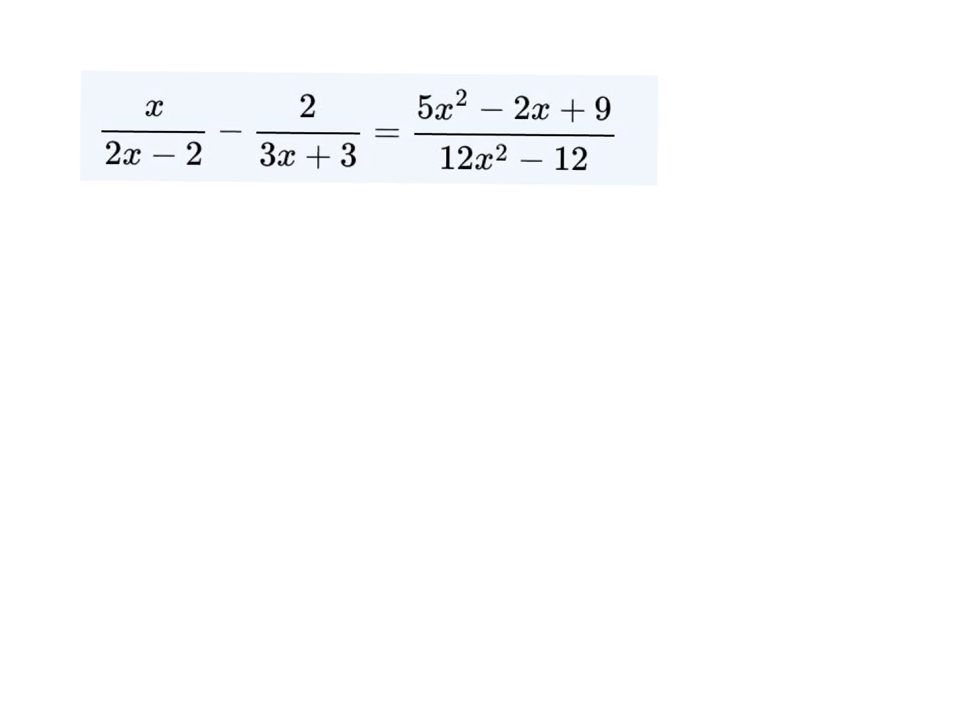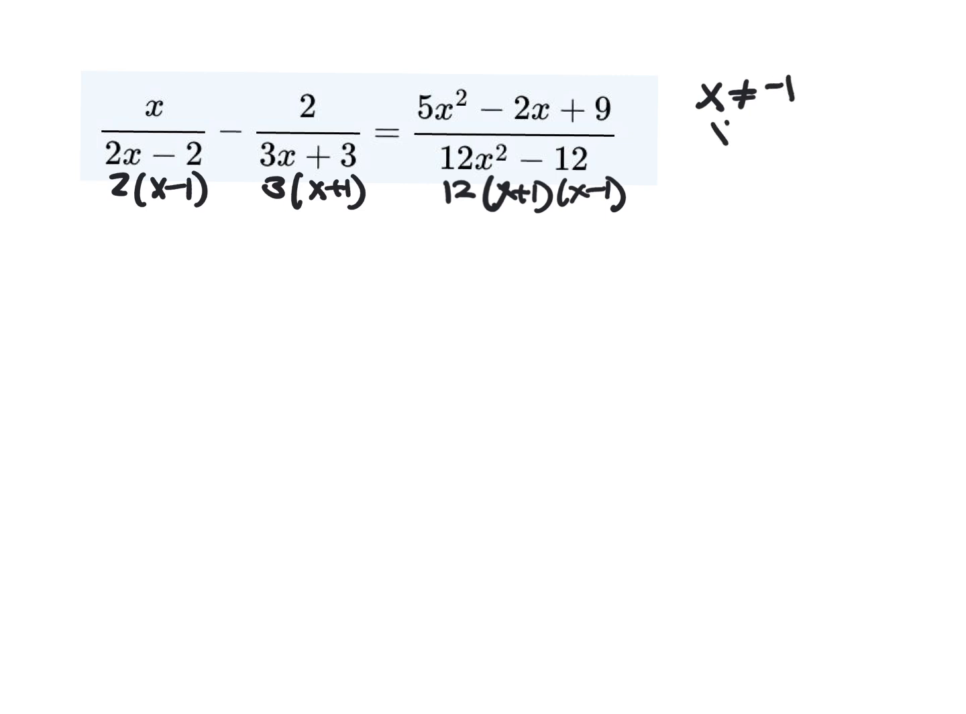Okay, looking at this last problem, before we begin, we are going to have to factor the denominators here. So this is going to be 2 times x minus 1. This is going to be 3 times x plus 1. And this is going to be 12 times an x squared minus 1, which we know then that x squared minus 1 can become x plus 1, x minus 1. So I can see by looking at those factors that I will not be allowed to have x equal negative 1 or x equal positive 1.